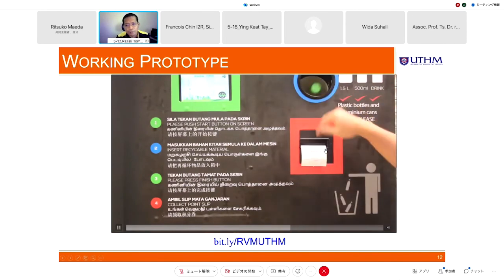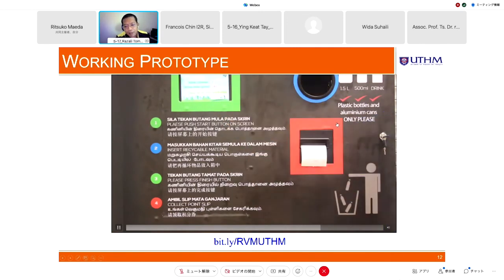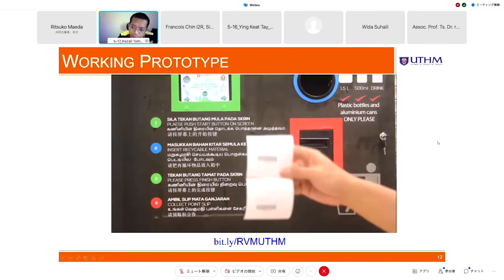This is a repetition of the process. The same thing: they put in another item, the material identification process runs, and then the barcode will be generated for the user to claim the redemption and so on.